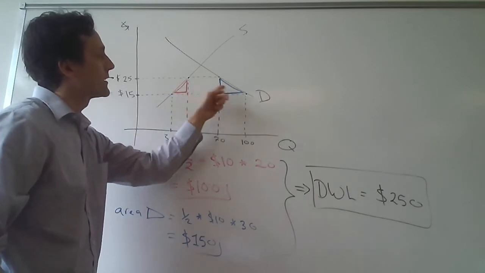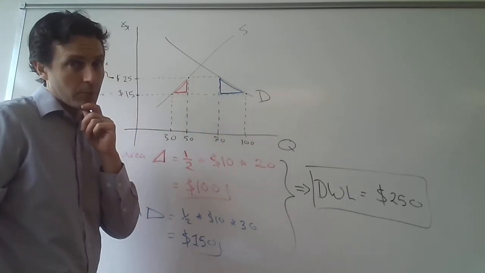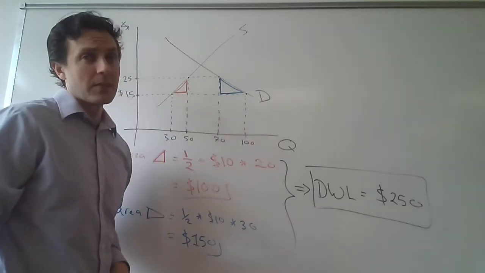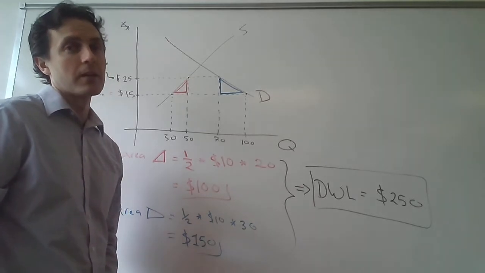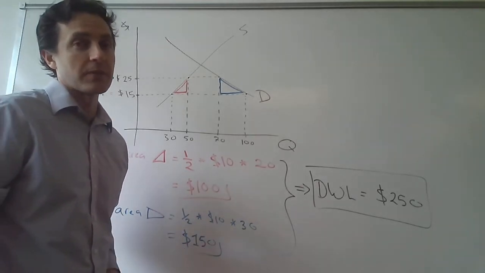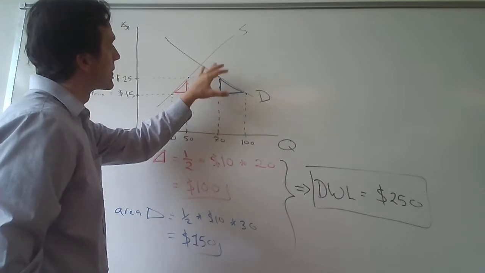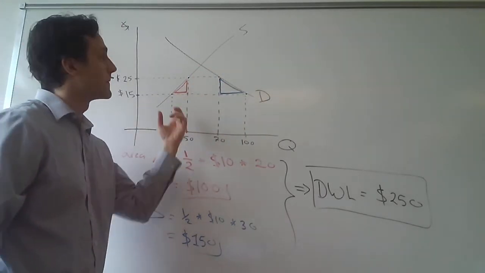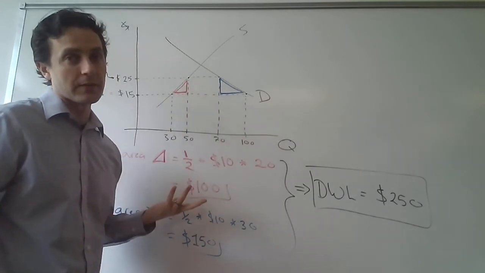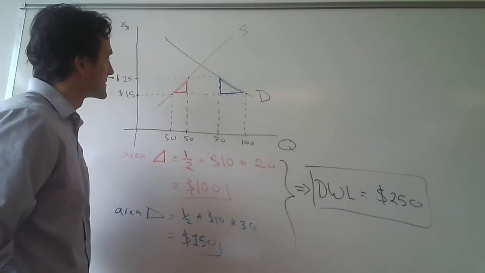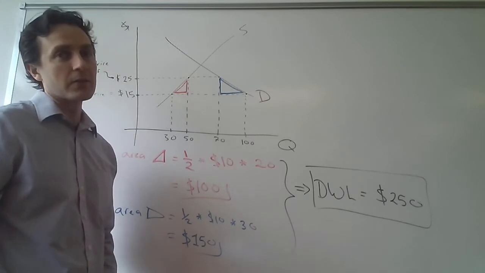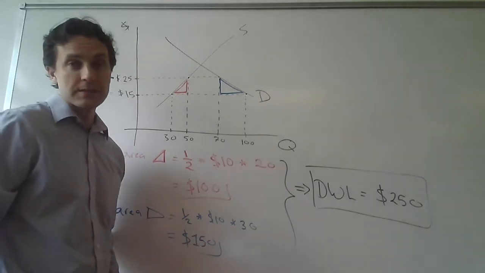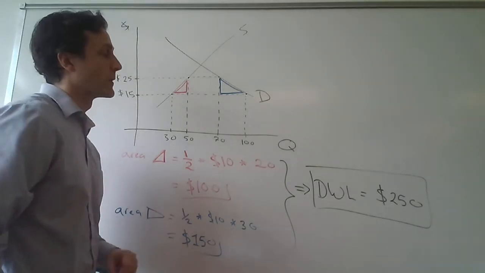However, these two triangles here will be missing from total surplus. The areas of those two triangles, added together, represent deadweight loss, because they would have been part of total surplus without the tariff, but with the tariff now nobody's enjoying that. So we need to find the areas of these triangles and then add them together, and that will give us the deadweight loss.